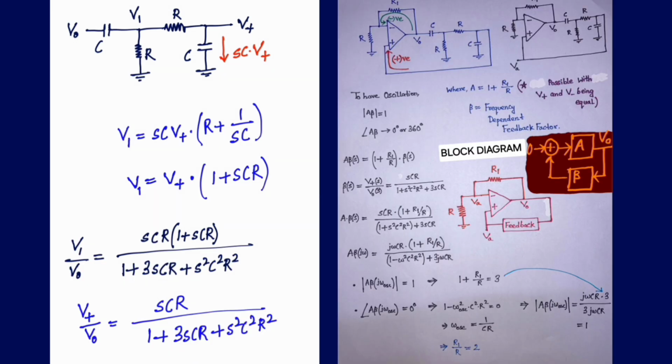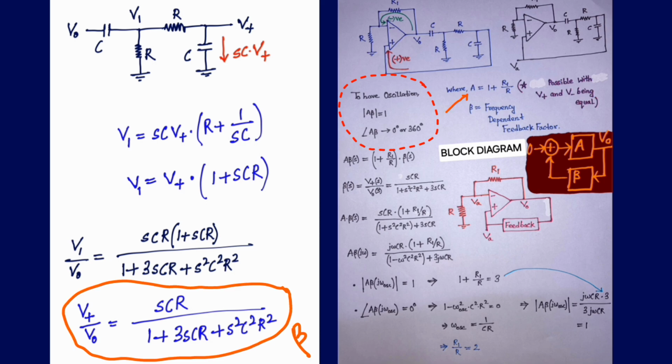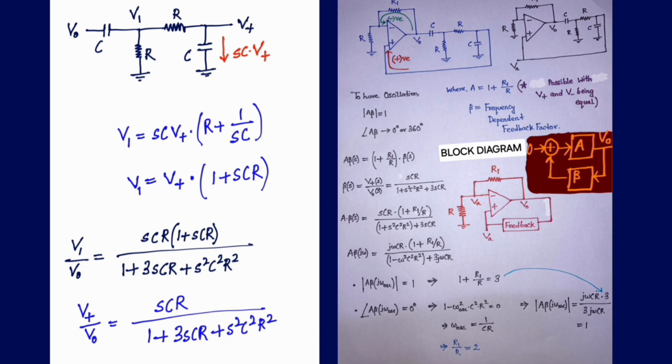Now we are going to utilize this beta, which is V plus by V naught, in our Barkhausen criterion, which is the magnitude of A beta equal to 1. A is already 1 plus R1 by R, and my beta is SCR divided by 1 plus 3SCR plus S square C square R square. Now if you replace S with j omega, you get j omega CR times (1 plus R1 by R), divided by 1 minus omega square C square R square plus 3j omega CR.